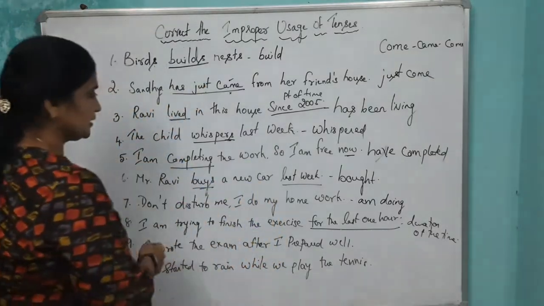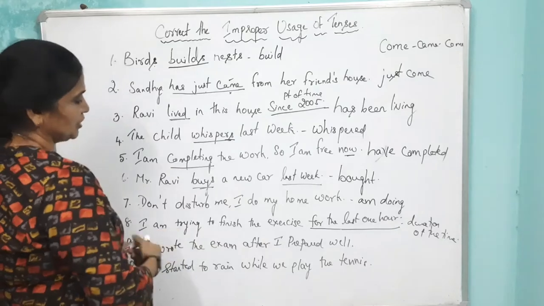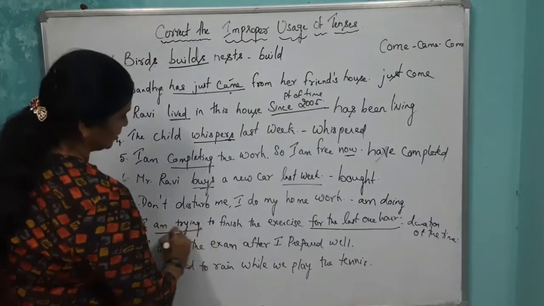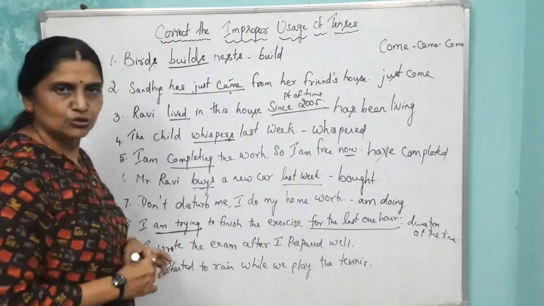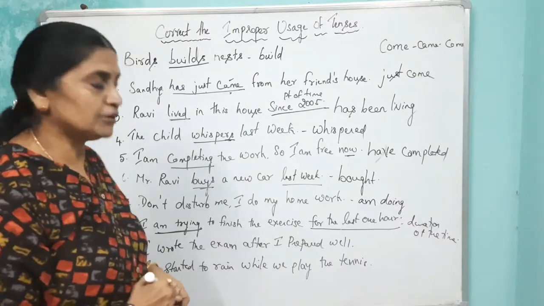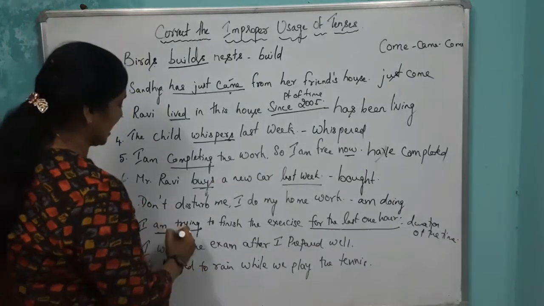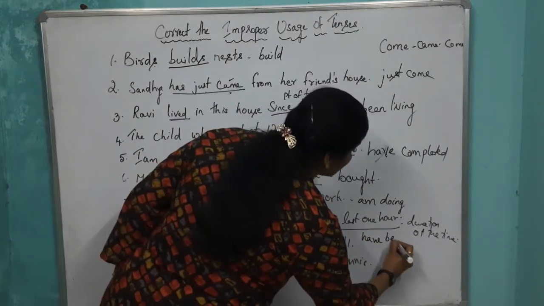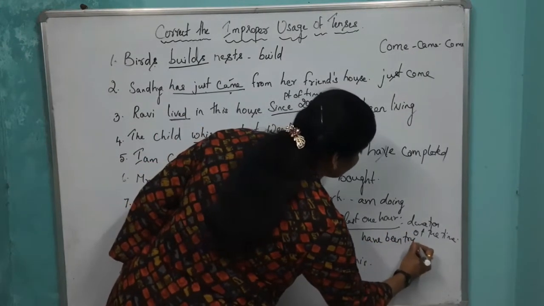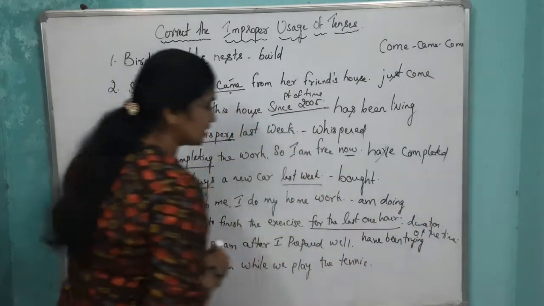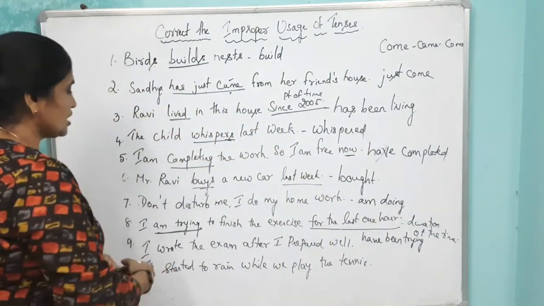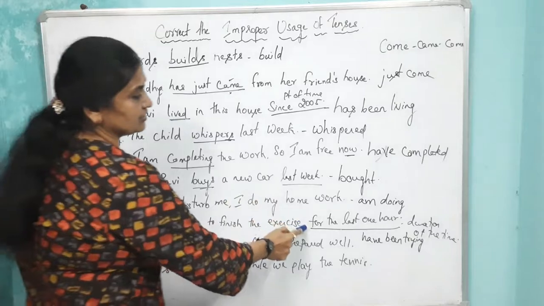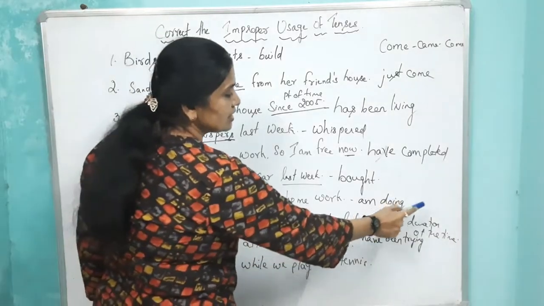tense. Now see here, I am trying to finish. I am trying. This is present continuous tense, but you have to use only present perfect continuous tense. So I have been trying, because the work started in the past and continuing in the present. So I have been trying to finish the exercise for the last 1 hour.